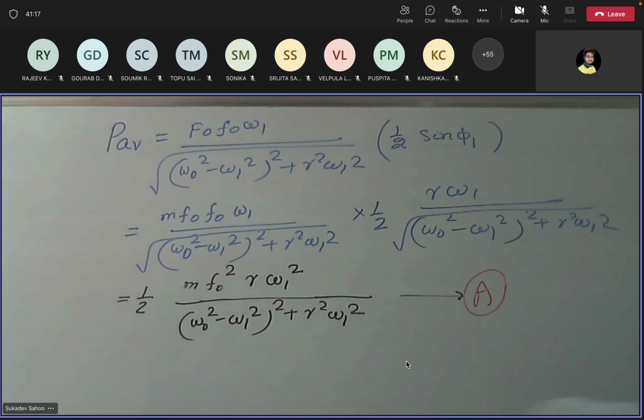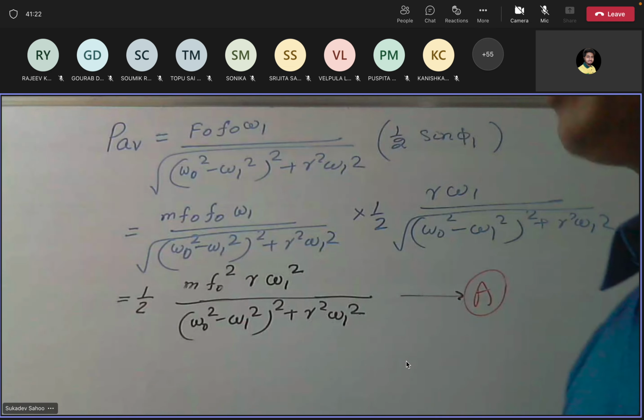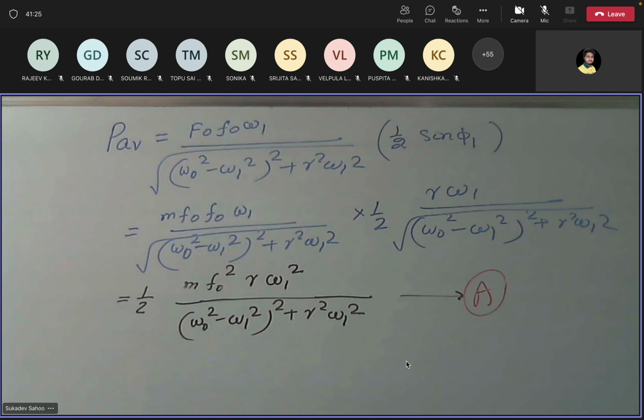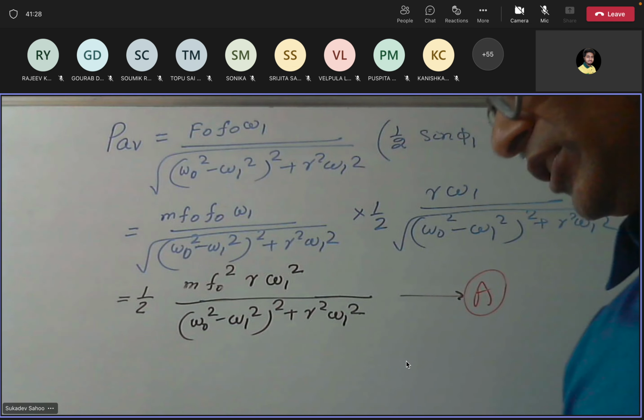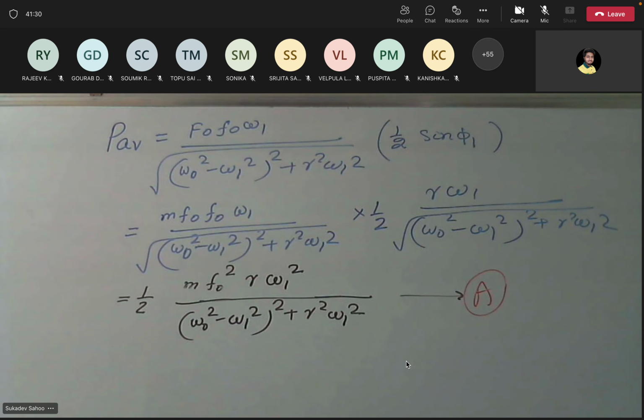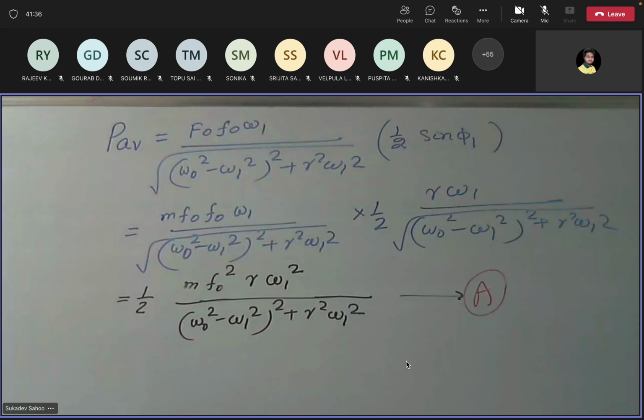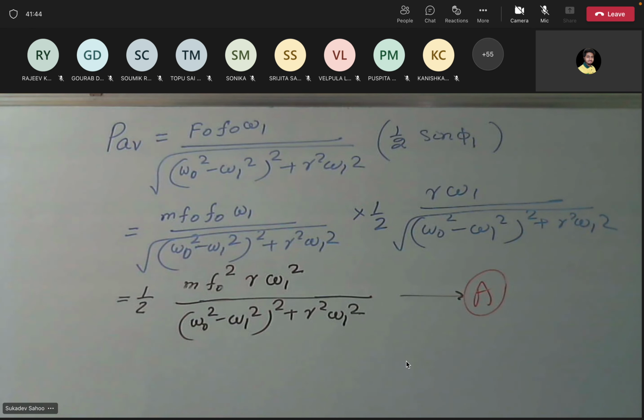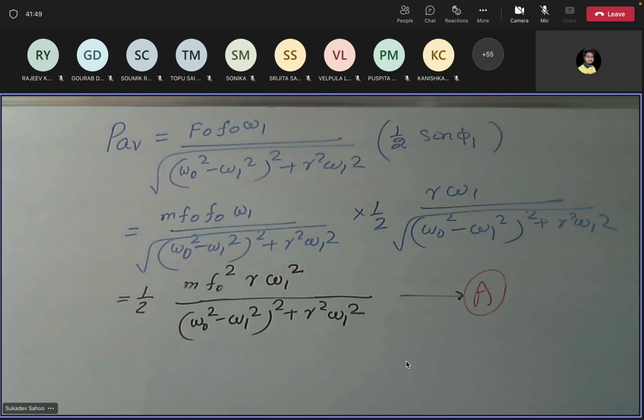Equation A represents the average power supplied by the driving force. Driving force means, within bracket, you may note down, the external periodic force on the forced oscillator. This also represents the average power dissipated by a forced oscillator against a damping force, or the average power absorbed by the oscillator to maintain the forced oscillation.